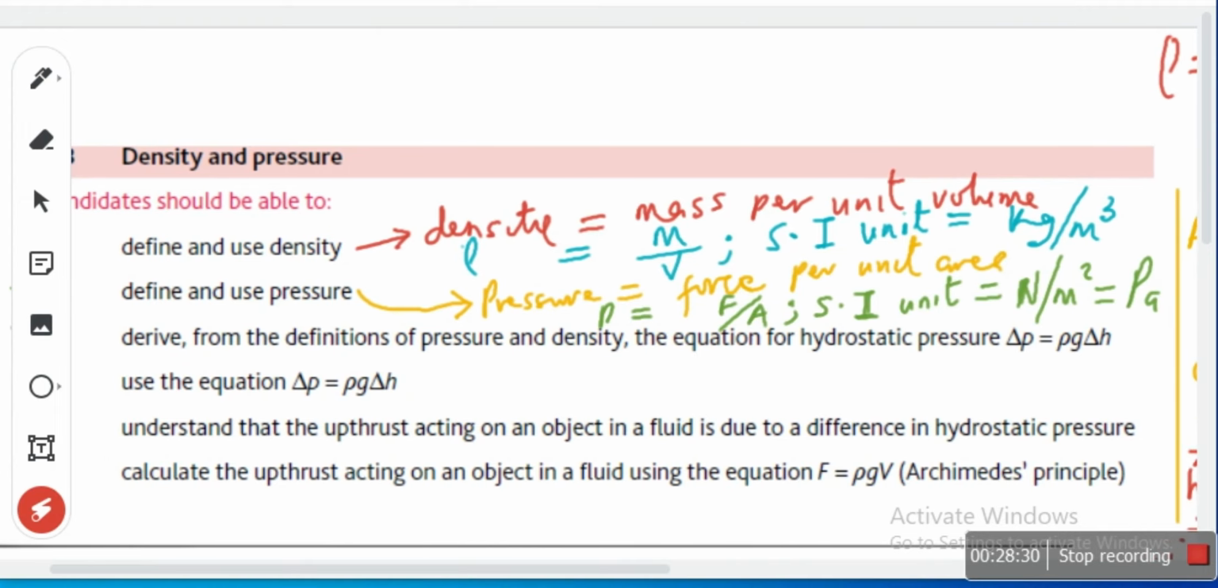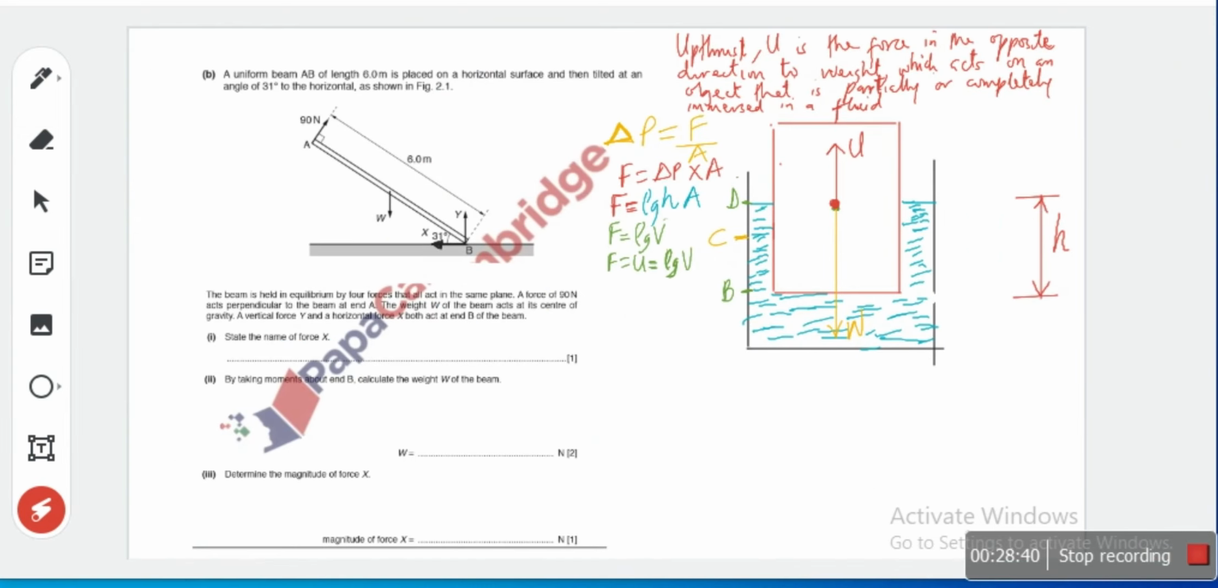I've said, understand that the upthrust acting on an object in a fluid is due to the difference in the hydrostatic pressure. That's what I explained here. Are you ready for the summary now? There's a difference in pressure at D compared to B, isn't it? Because they are at different depths. Ignoring air pressure, we can say the pressure at D is 0. The pressure at B might have a value. So the difference in pressure is between here and here.